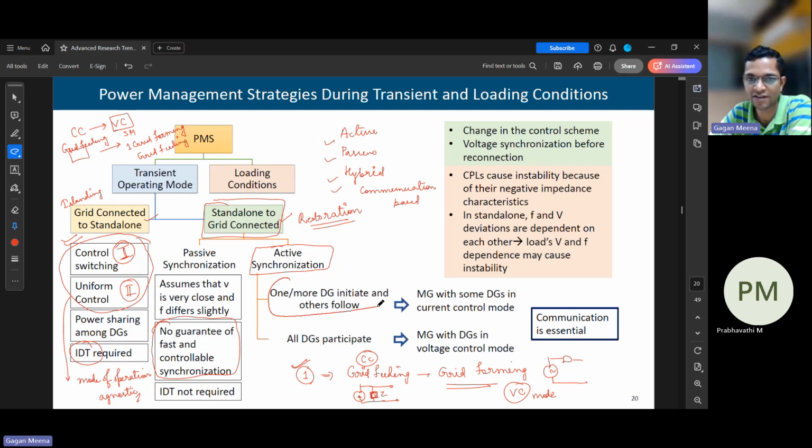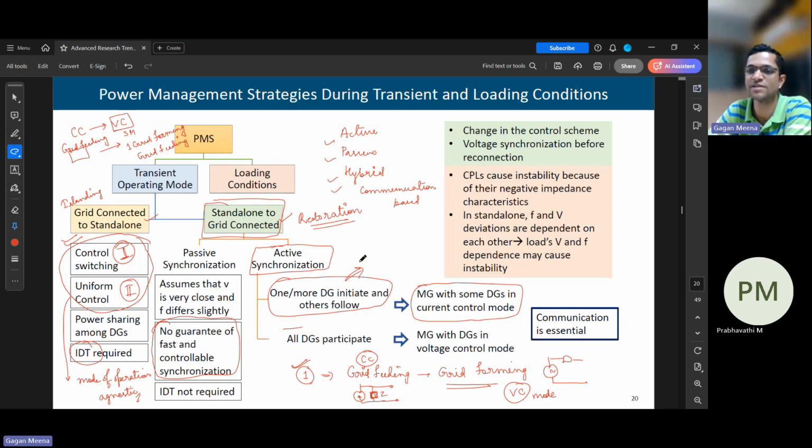And for this, here also there are two different methods. In one, not all the DGs participate in synchronization. Few DGs initiate and then the others follow. So the microgrid has some DGs in current control mode.